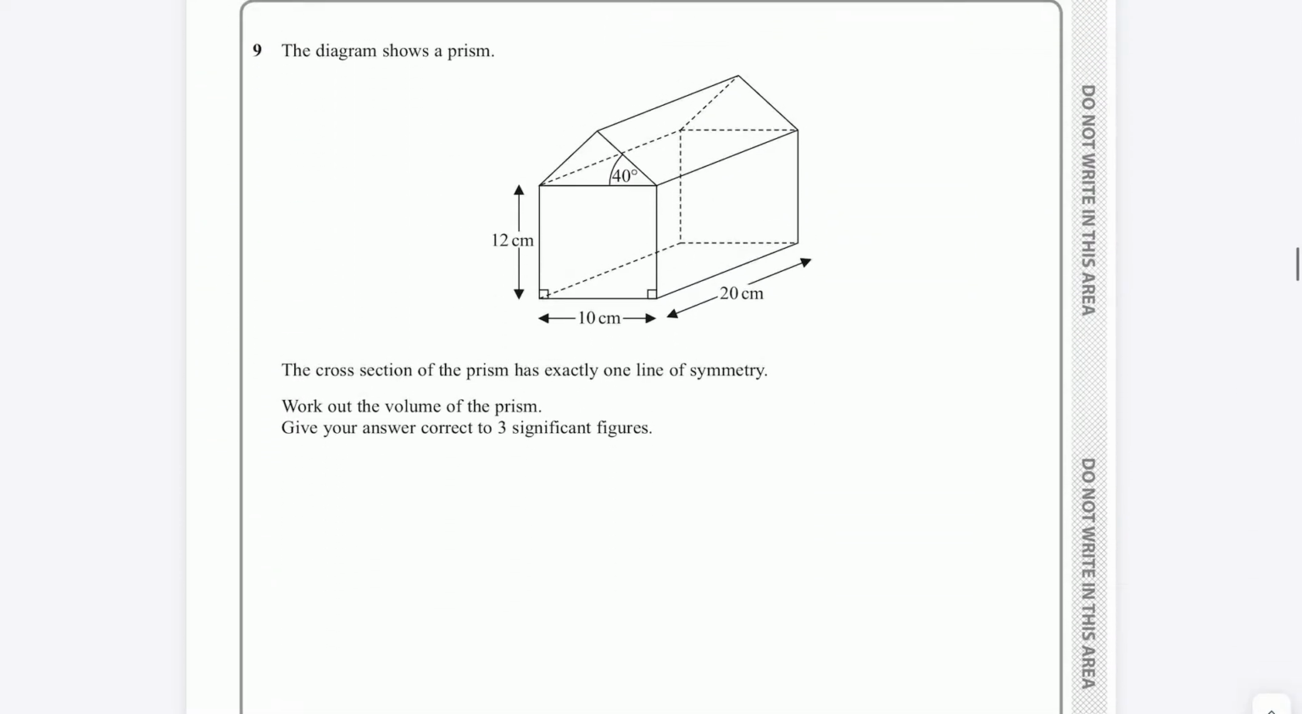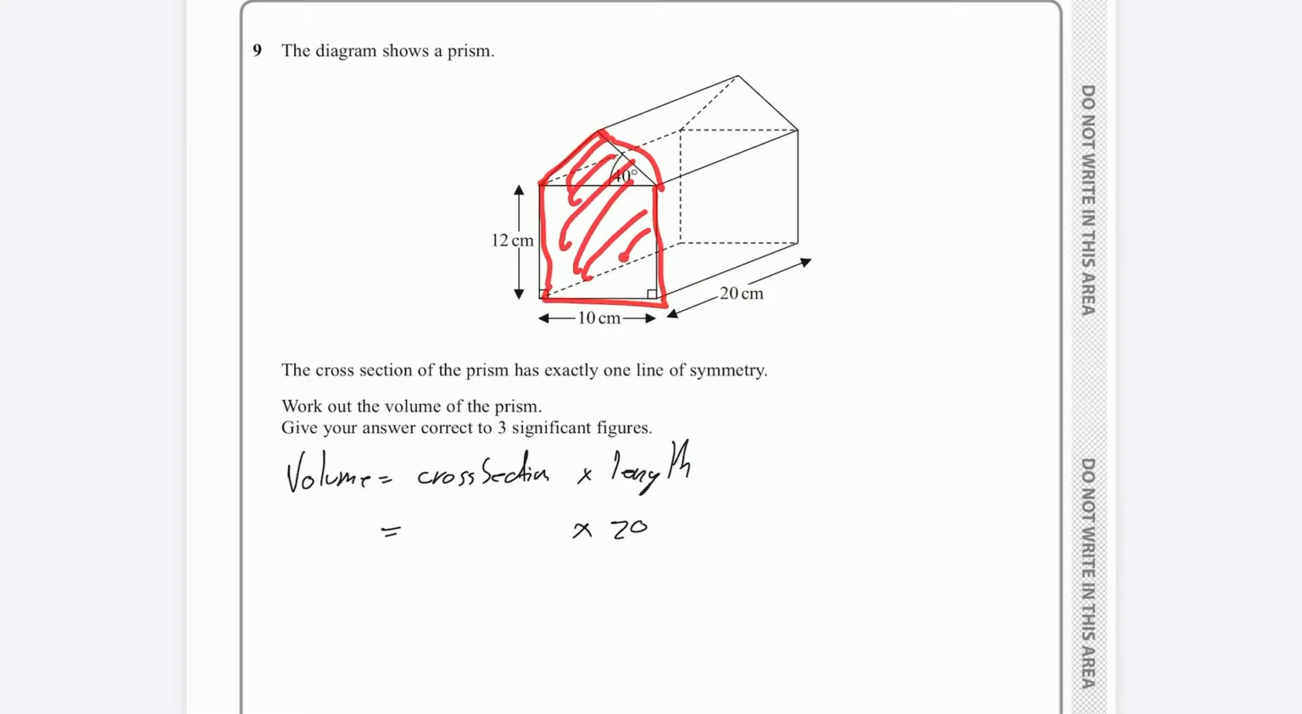Moving on to question 9. So they've asked us to work out the volume of this prism. So just so I get the formula down here. So we have the volume is equal to the cross section times length. Now, what do we already know? So we know the length here is 20. So that's that number right there. That's the length. And the cross section is essentially this area, that area there. We need to find out what this area is and multiply it by the length. So we know the length.